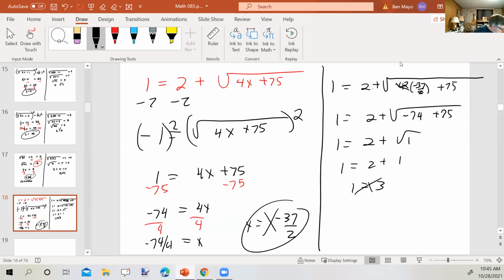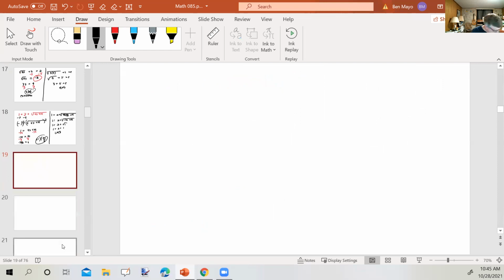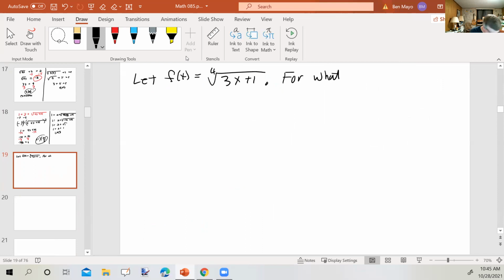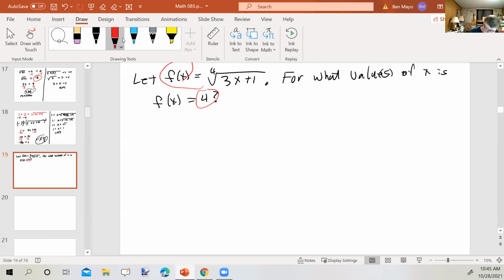Okay. Let's see here. All right. This says, let f of x equal the fourth root of quantity 3x plus 1. And then it says, for what value or values, depending, of x is f of x equal to 4. So what we're going to do here is take 4 and substitute it in the place of f of x. So now our equation becomes this. 4 equals the fourth root of 3x plus 1.